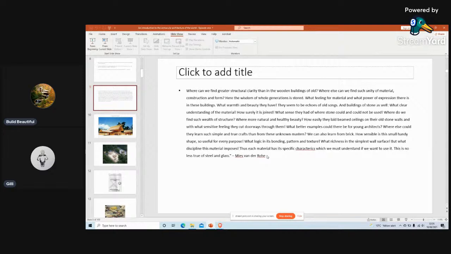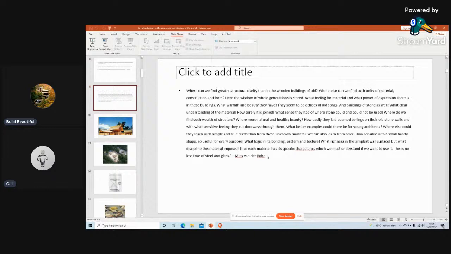What feeling for material and what power of expression there is in these buildings. What warmth and beauty they have. They seem to be echoes of old songs and buildings of stone as well. What clear understanding of the material, how surely it is joined, what sense they had of where stone could and could not be used. Where do we find such wealth of structure? Where more natural and healthy beauty? How easily they laid beamed ceilings on their old stone walls, and with what sensitive feeling they cut doorways through them. What better examples could there be for young architects? Where else could they learn such simple and true crafts than from these unknown masters?